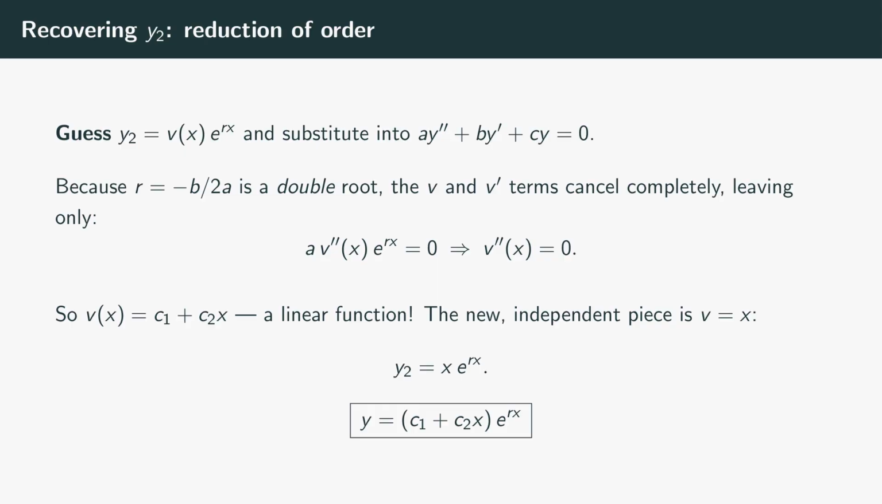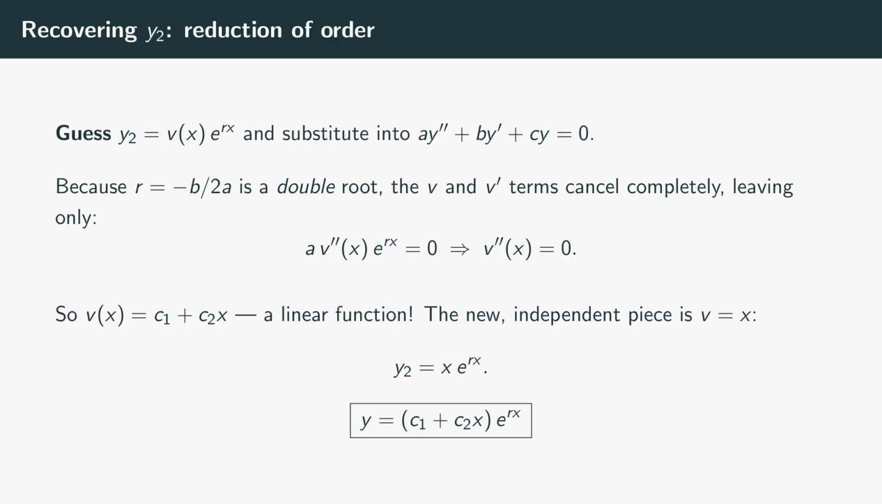Here is the recovery, and it explains the extra x completely. We use reduction of order. Assume the second solution has the form v of x times e to the rx, where v is some unknown function we have to find. Substitute that into the differential equation and grind through the derivatives. Two things happen because r is a double root. First, the term with b itself vanishes, because e to the rx already solves the equation.